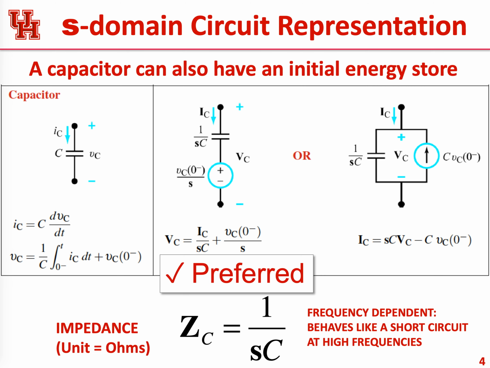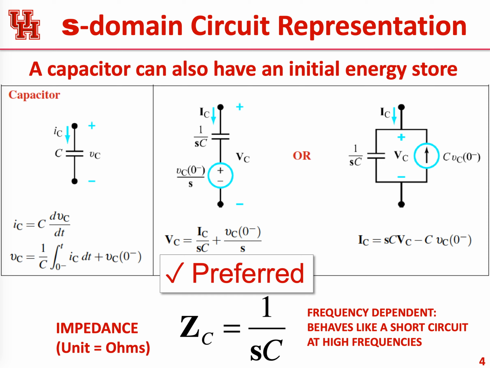So now if you look at a capacitor in the time domain, it can have a representation that looks like this. The voltage across it is V sub C, the value of the capacitor is C, and the current through it is I sub C. So the governing equation for a capacitor is I sub C equals C dV by dt.